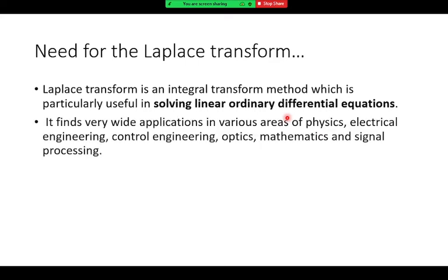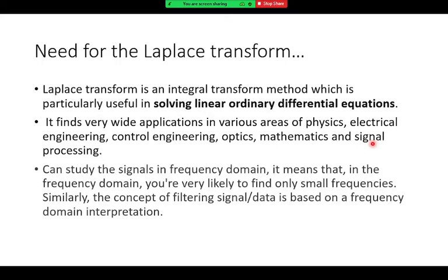If you see the other applications, actually this Laplace transform is widely used in physics, electrical engineering, control engineering, optics, and signal processing. So out of that, probably the courses of control engineering and electrical engineering, that is in your next semester, you will definitely use the Laplace again there. But one of the major areas of application of Laplace is signal processing. In signal processing, actually, the signals are transformed in the frequency domain with the help of Laplace.